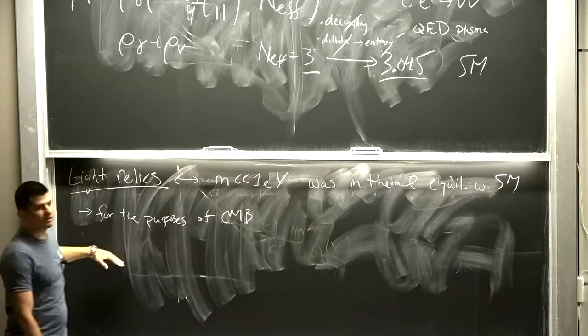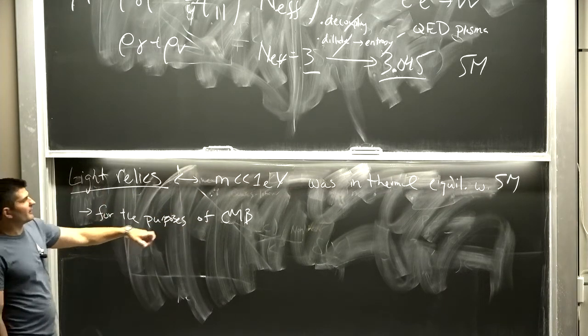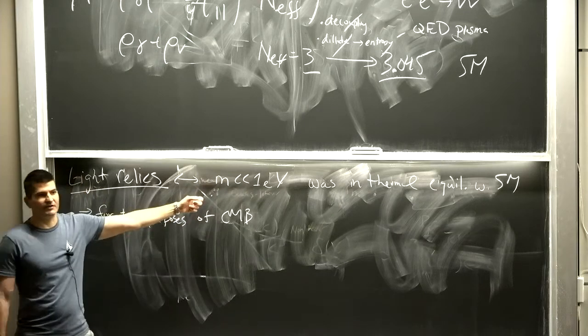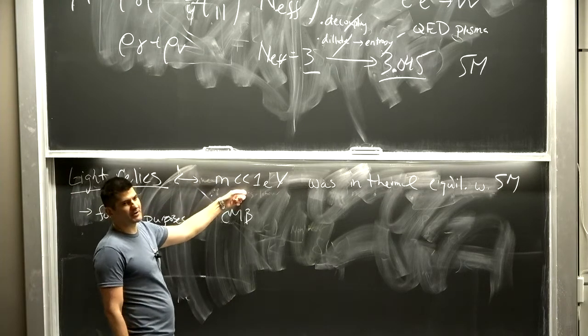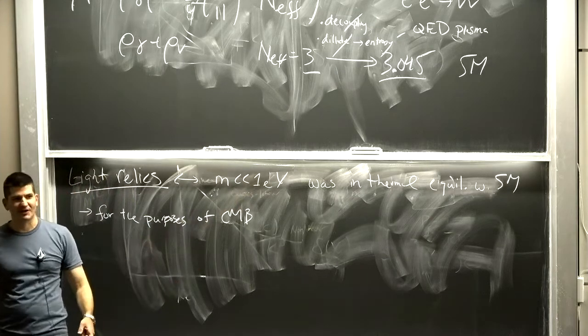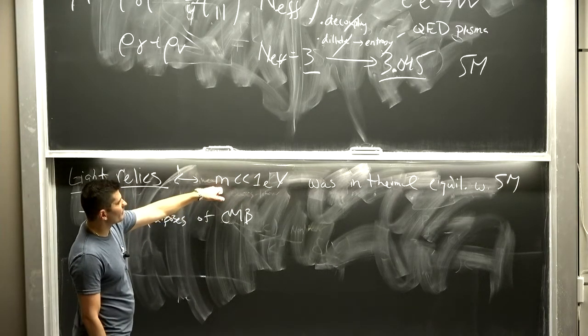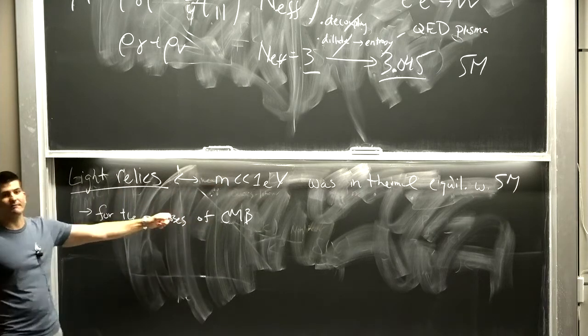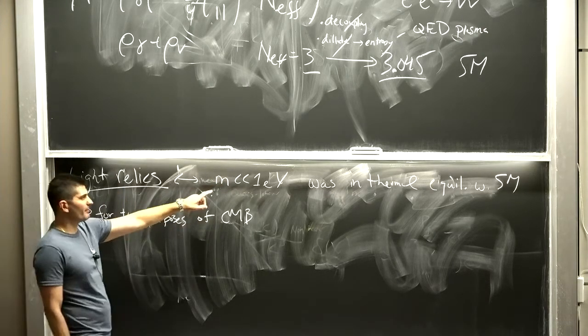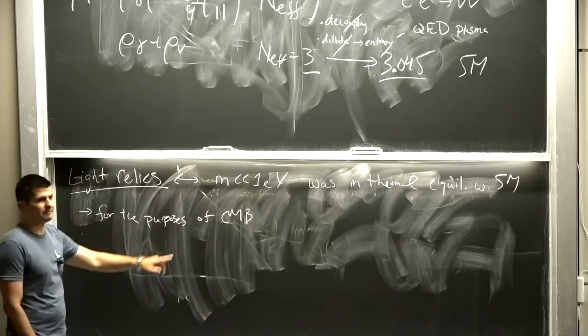Now, for the later universe large-scale structure, the fact that this mass is non-zero will show up in how we measure neutrino mass, which is next lecture if we get there. So this is sufficient for the purposes of the CMB, not sufficient for the purpose of large-scale structure. The mass matters in large-scale structure, even if it's sub-eV.